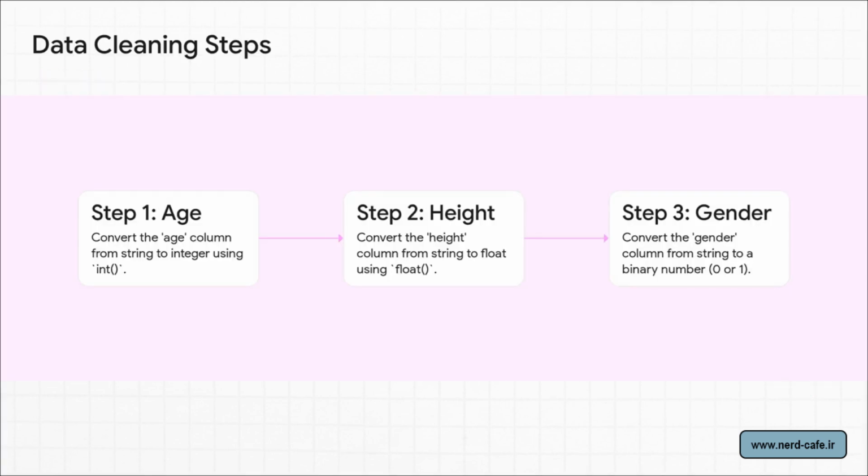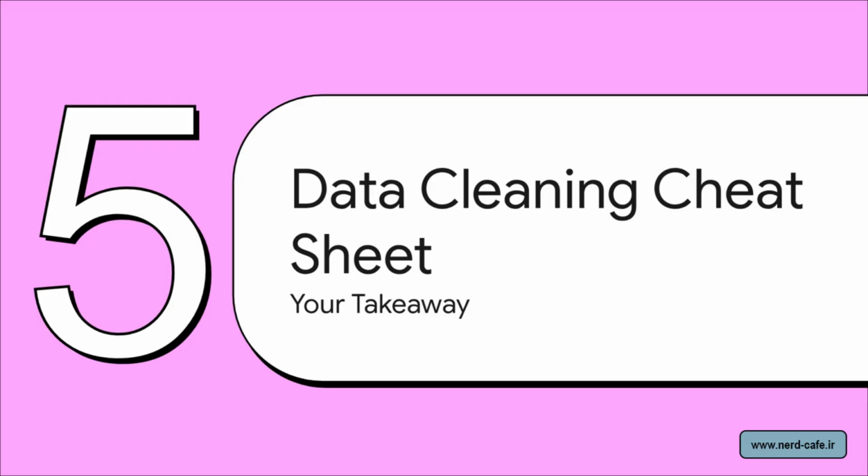Now, what's really cool is seeing how this all comes together in a real data cleaning workflow. You're taking raw text data for things like age, height, and gender, and you're just systematically converting each one into a format the machine can understand: integers, floats, and binary numbers. This right here is the heart of data preprocessing. So to wrap this up, let's just boil it all down into a quick reference guide, a little cheat sheet you can use anytime you're staring down a new, messy data set.